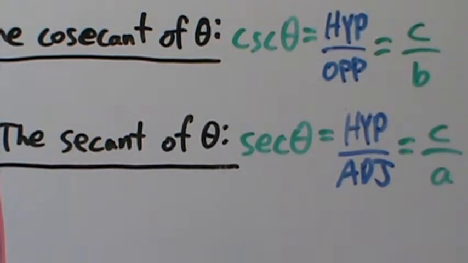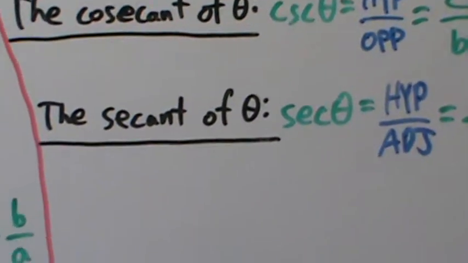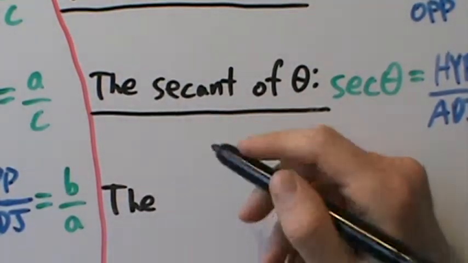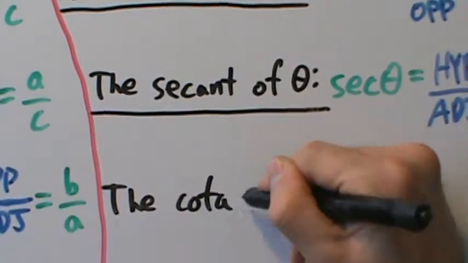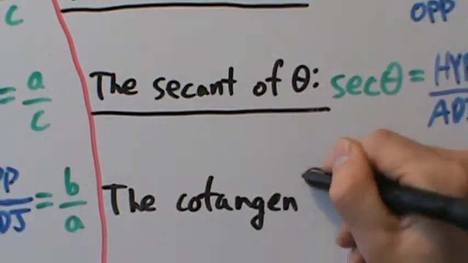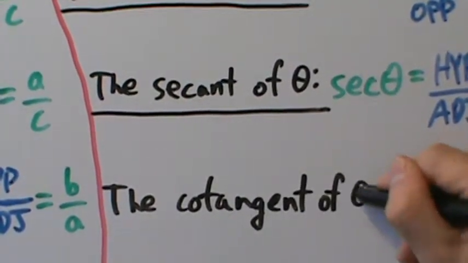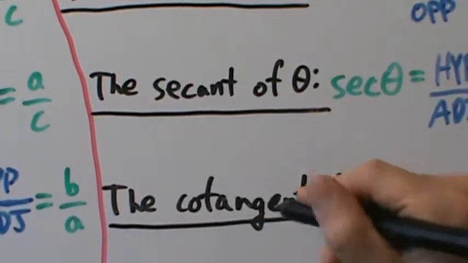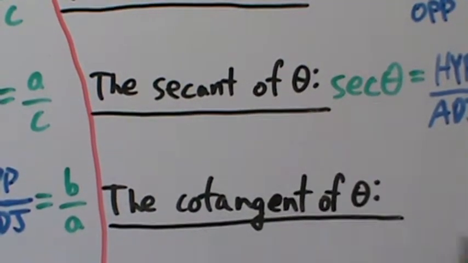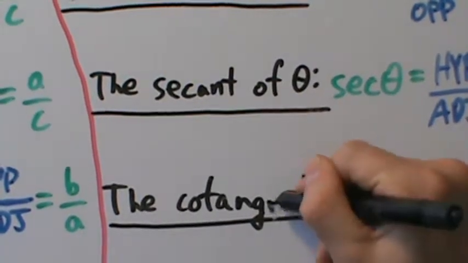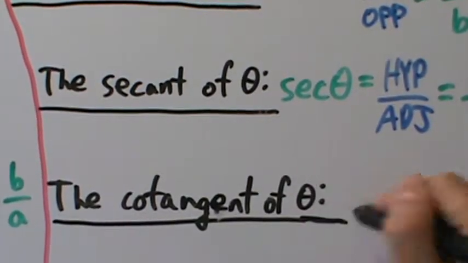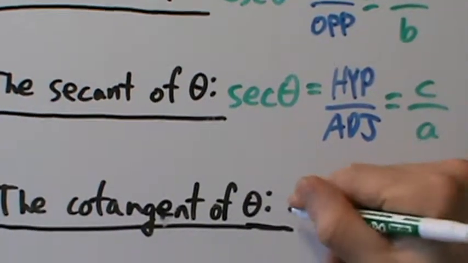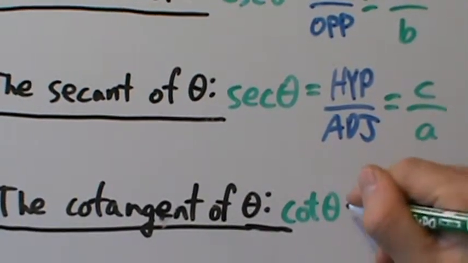All right. And now, one last trig function to define for this video. The cotangent is the last one here. So the cotangent of theta. That's an E right there, cotangent. And the cotangent is denoted cot, C-O-T, of theta.